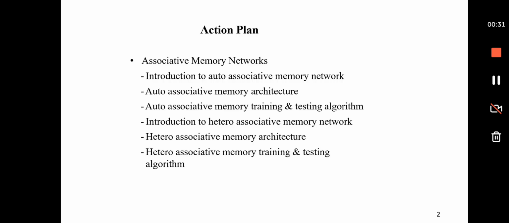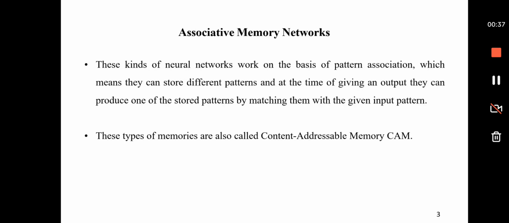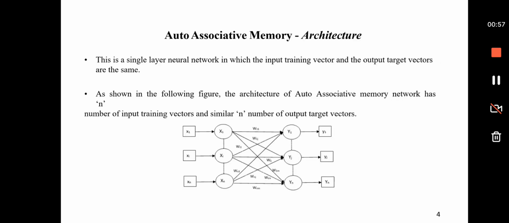Now let us go to the next slide to understand associative memory networks. Associative memory networks work based on pattern association. That means they can store different patterns. When an input is given, the network produces the stored pattern that best matches the input. These memories are also called content addressable memory, or CAM.